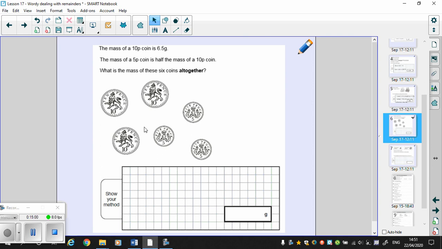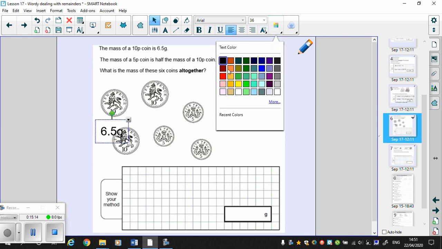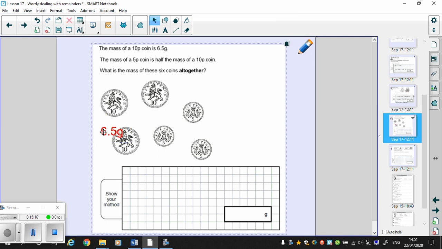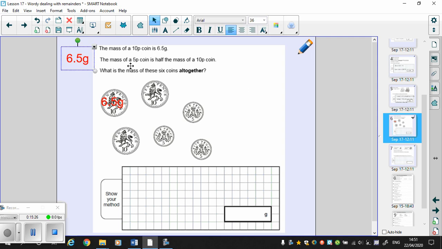So I suggest on top of each 10 pence, you write down 6.5 grams. So let me put 6.5 G for grams, but let me change the colour so that it stands out a little bit. You might want to draw these coins out. So we've got 6.5 grams. I'm going to copy that and paste that, and put that on top of the 10p, and then I'm going to do another one and put it on top of this 10p.